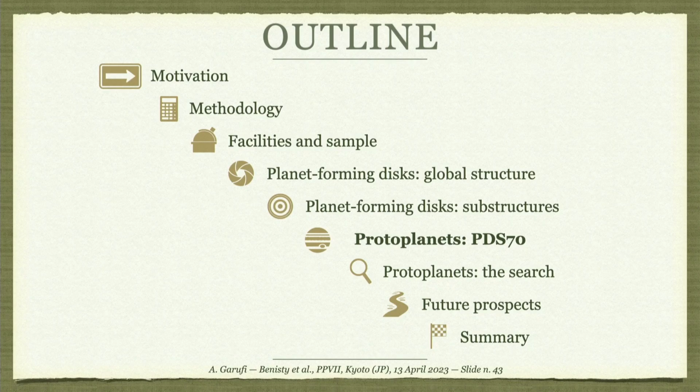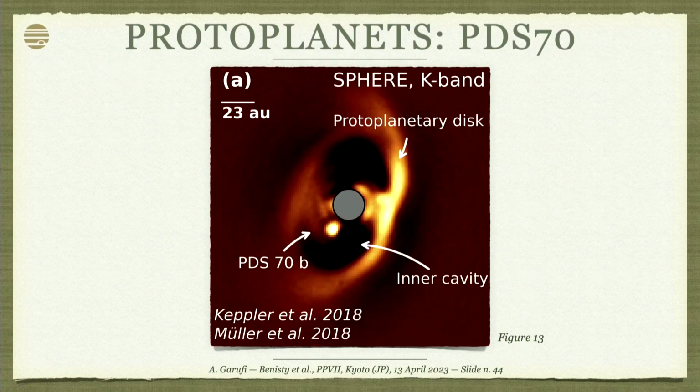Okay, let's move to the second part of the talk, which is protoplanets. And as I mentioned, this is a big revolution that we have had in our field. And of course, we must start from PDS-70. I believe that everybody in the room has seen this image. PDS-70b is sitting here, the first robust detection of a protoplanet embedded in a disk. And you can clearly appreciate that we have detected this just because it's completely detached spatially from the disk, right? It sits well within the cavity.